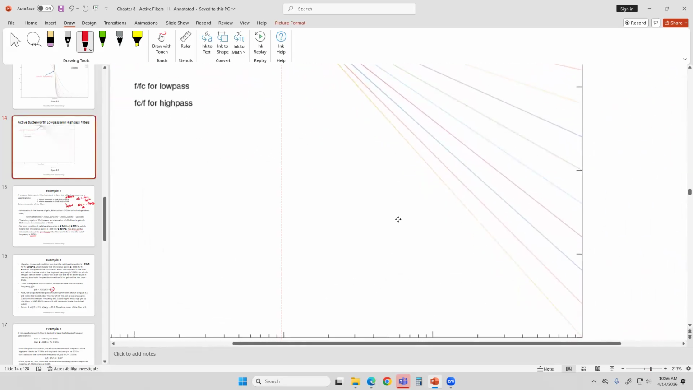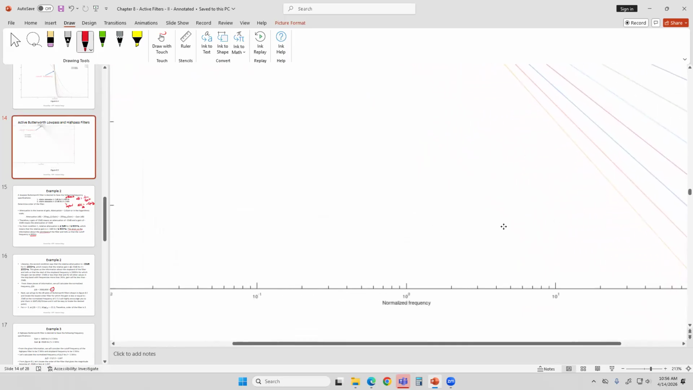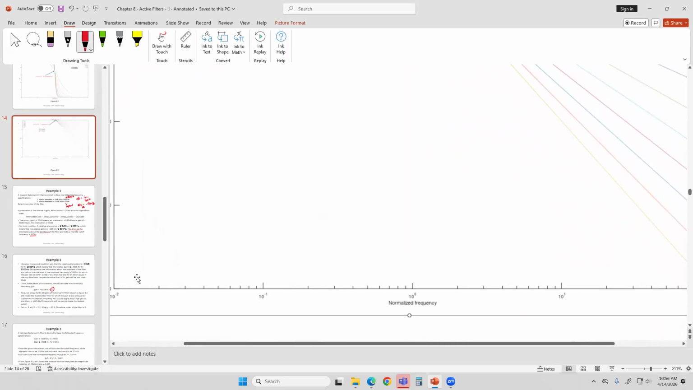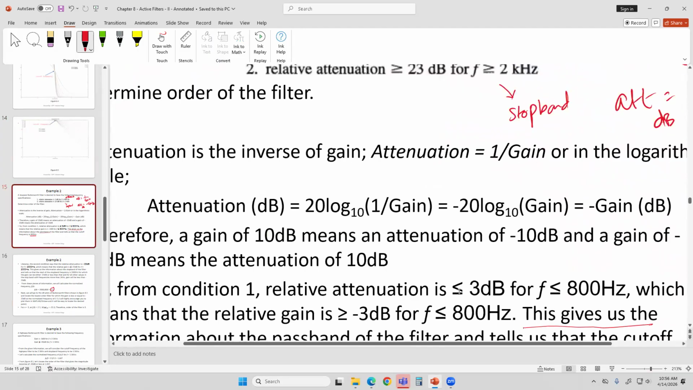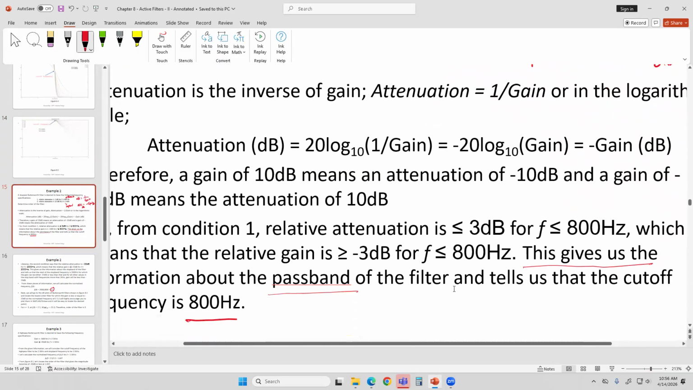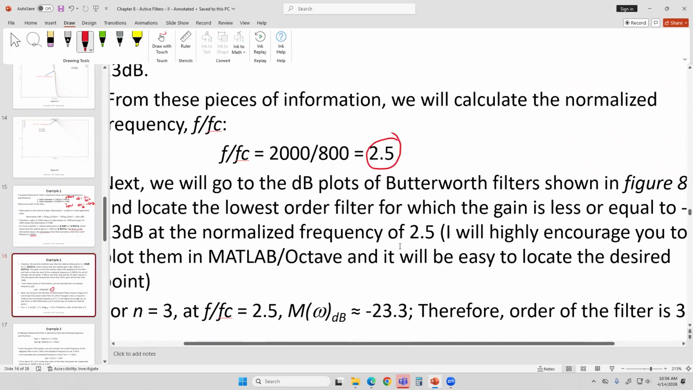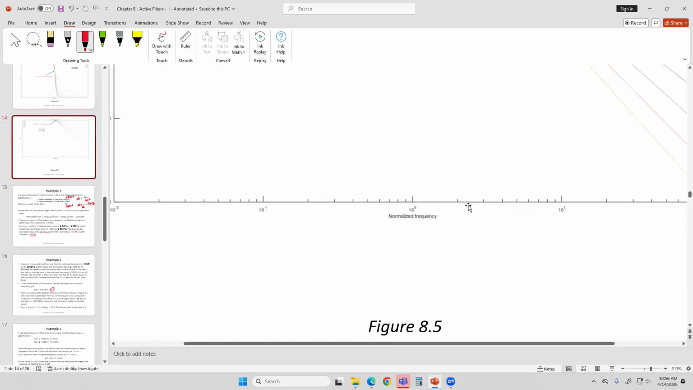So what we are looking at is 2.5 on the x-axis. That's our f over fc ratio, because this is f over fc or fc over f. So this is x. The value of x that we are looking at is 2.5, which is the ratio between your stop band and the cutoff. And 10 to the power 0 is 1, so 2.5 is going to be somewhere between 1 and 10. This is 2, so 2.5 is going to be somewhere over here, let's say. This is somewhere 2.5.